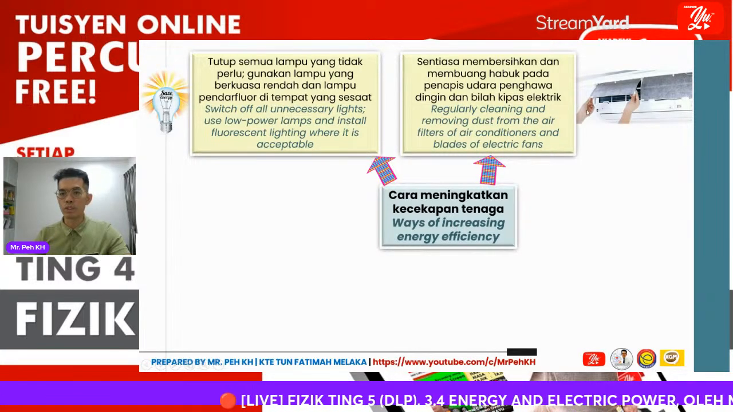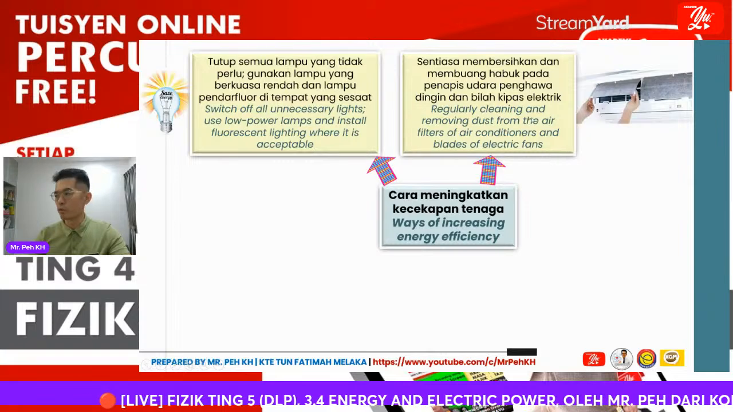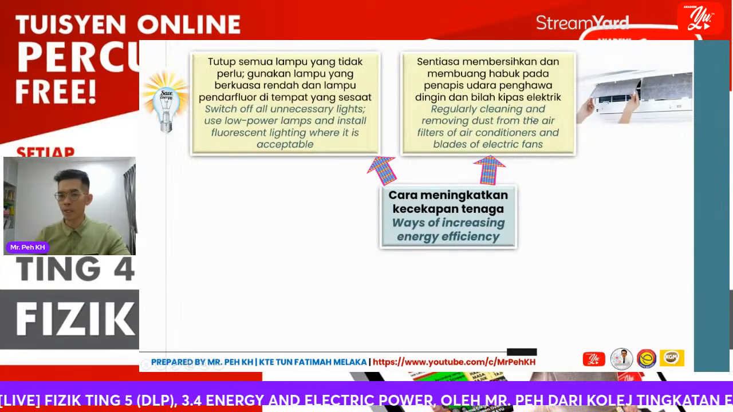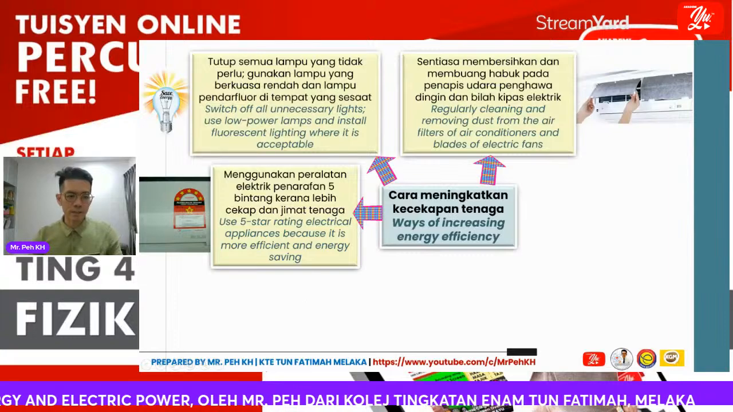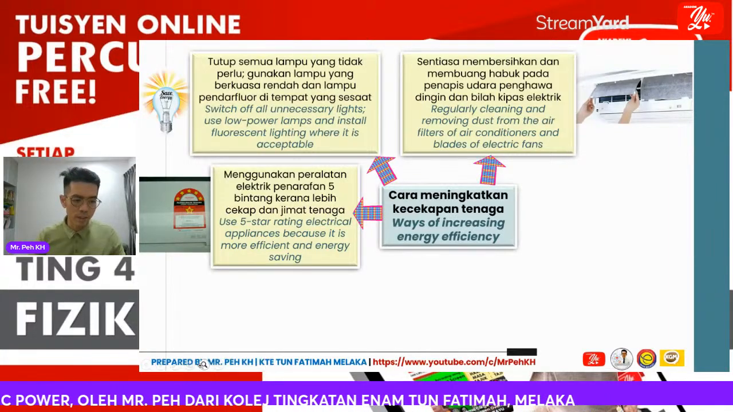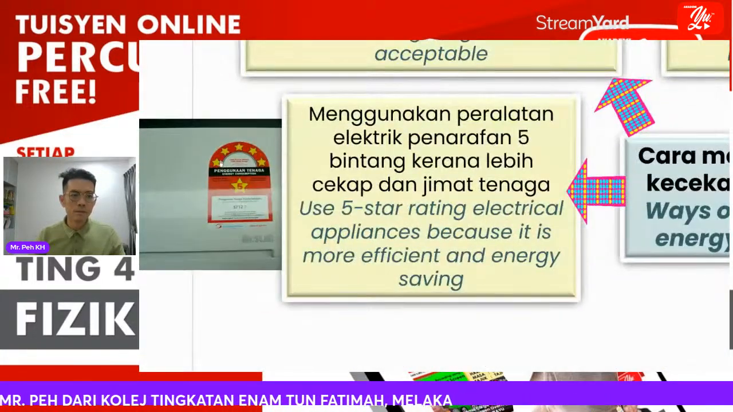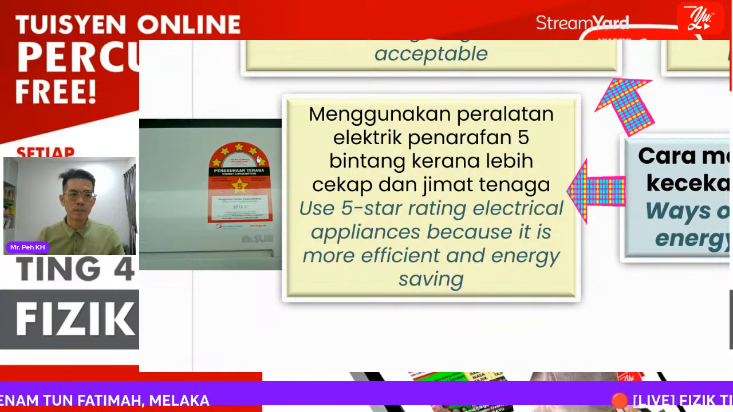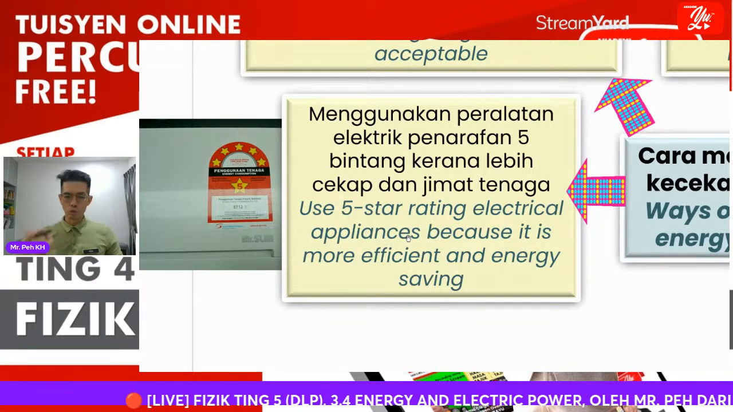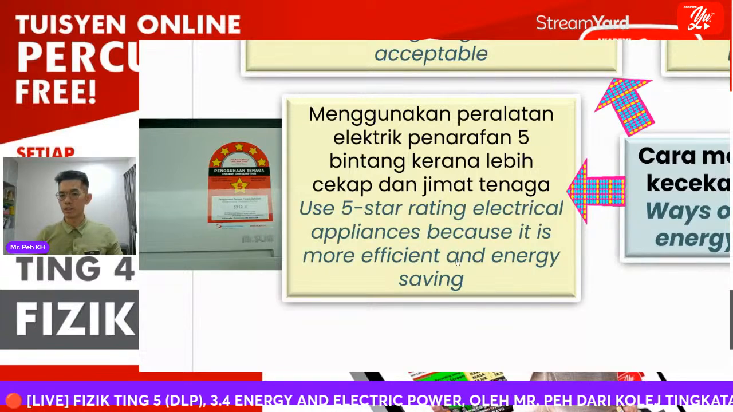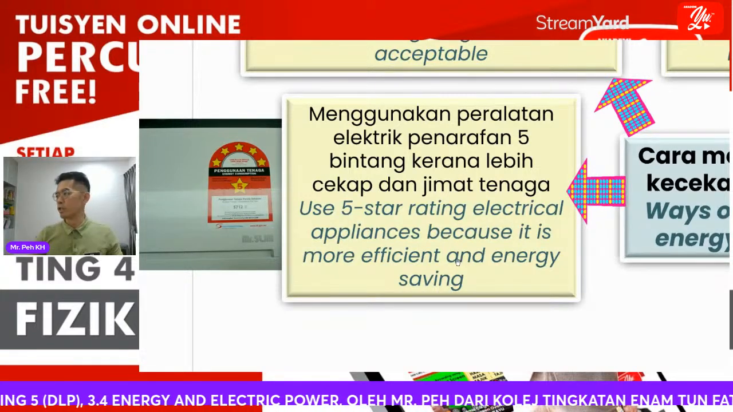Okay, so this is another way that we want to reduce the load that comes from the dust. Then the next here, use 5-star. You can just look at the label of the electrical appliance here. You can see here it is labeled with 5-star. So the 5-star rating electrical appliance should be used because they will be more efficient and more energy can be saved.